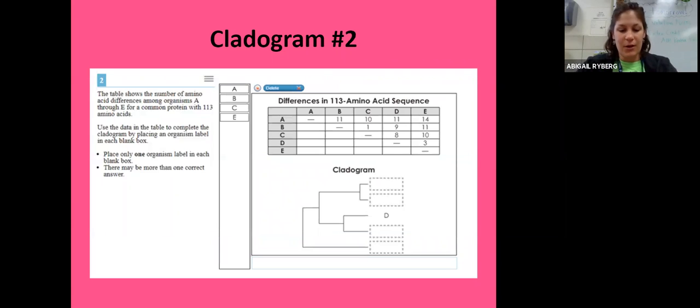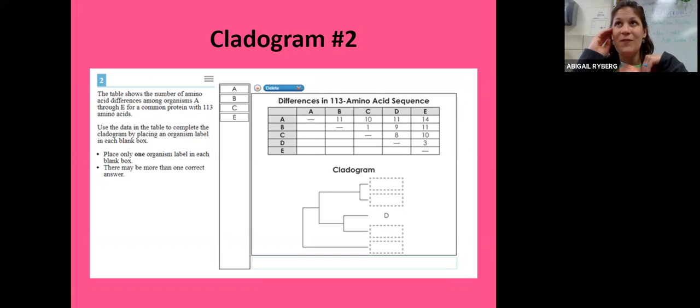Here is cladogram number 2 from our practice packet, and a few things I want to talk about. It says the table shows the number of amino acid differences among organisms A through E for a common protein with 113 amino acids. Use the data in the table to complete the cladogram by placing an organism label in each box. Notice that it says place only 1 organism label in each blank, and there may be more than 1 correct answer. They don't always say that.